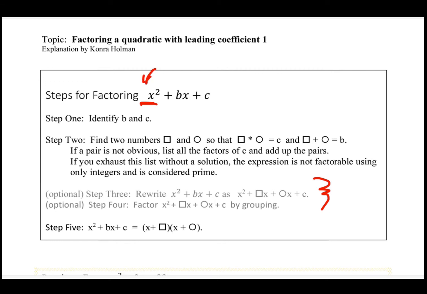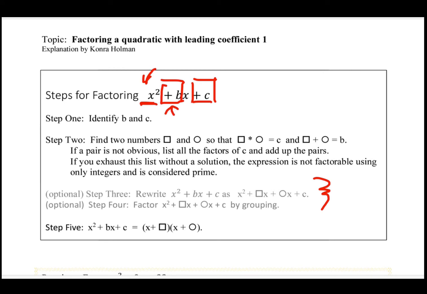That number out front is the leading coefficient, and we often call it the number A. And then the number in front of x is going to be what we call B, and we include that sign as part of it. And the number at the end, the constant term, is what we call C.